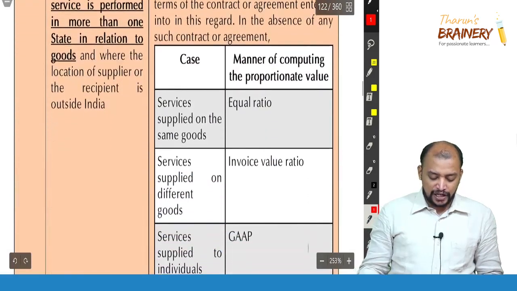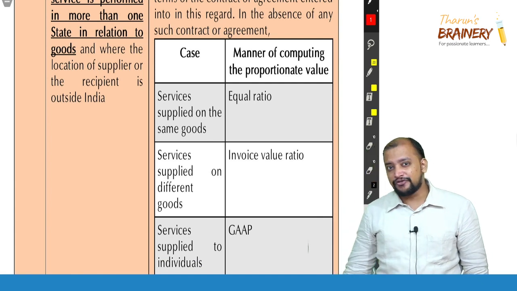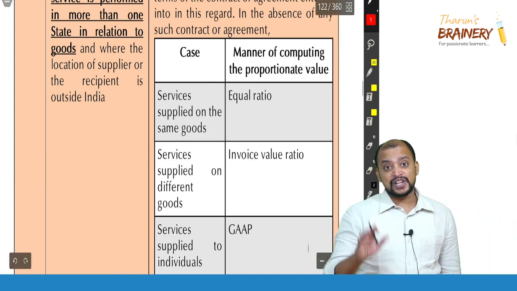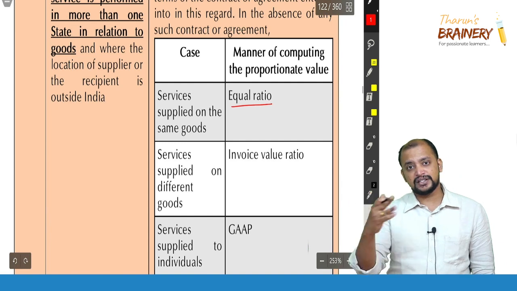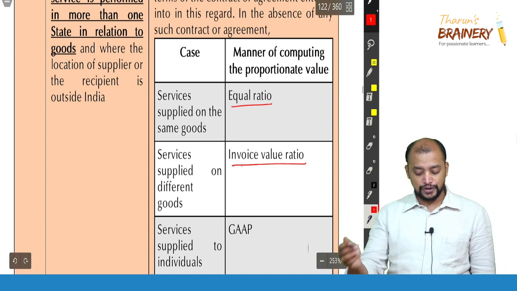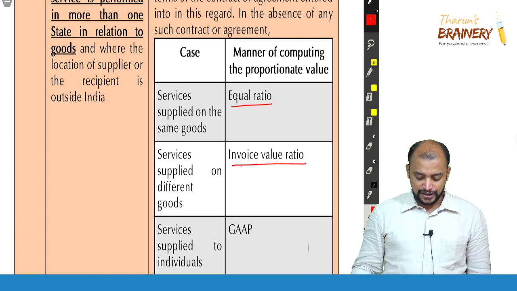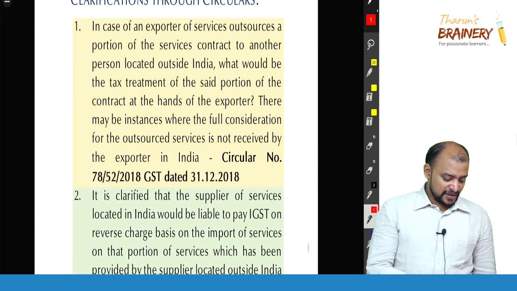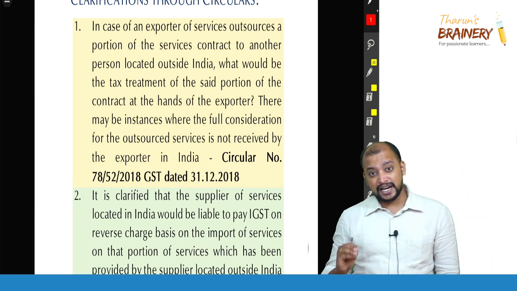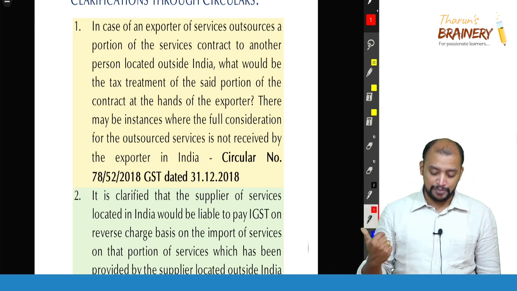Then computation of value where service is performed in more than one state, because the location where the service is actually performed matters. If the service is in relation to the same goods, then divide in equal ratio between the states. If it is on different goods, apportion based on invoice value ratio. If services are provided to individuals, on GAAP ratio. This is how we need to divide. So this is about the place of supply rules. Please go through the rules once again for your exam, because place of supply is an important area. Of late many questions are being asked from this.